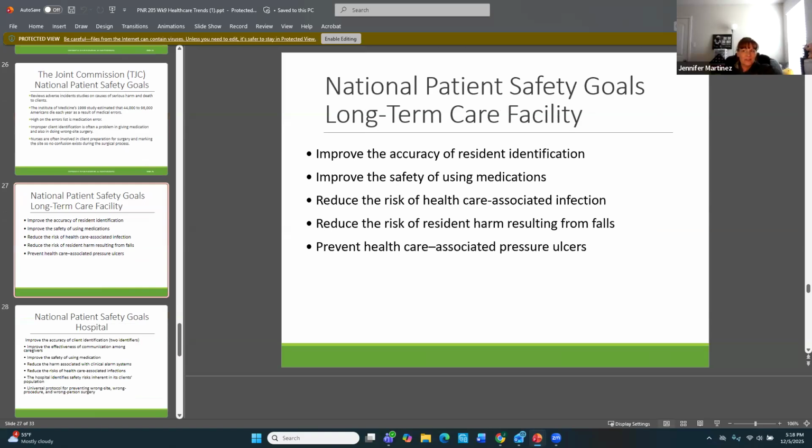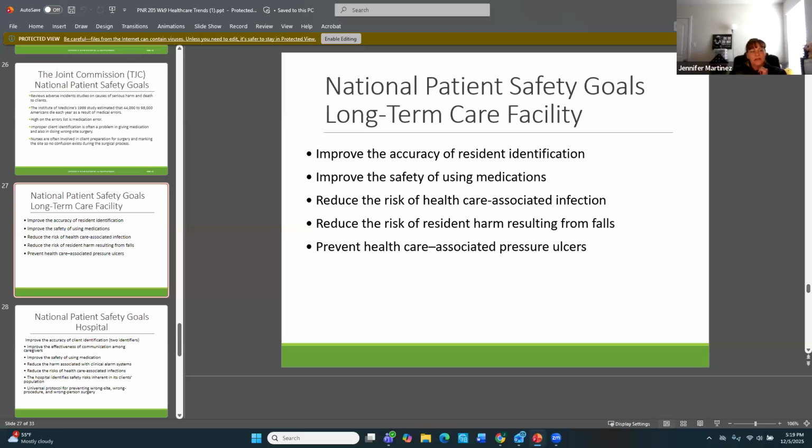Long-term care national patient safety goals. I did not talk about those. So long-term care national patient safety goals: improving resident identification, improving safety of using medications, reducing the risk of healthcare associated infections, reducing the risk of resident harm resulting from falls, healthcare associated pressure ulcer reduction as well.